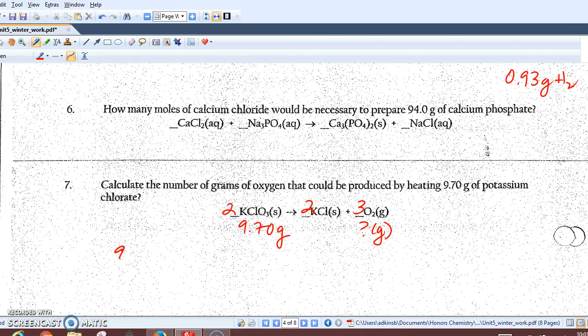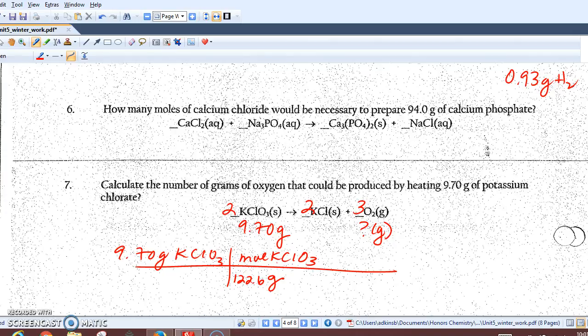All right, so my given is 9.70 grams of KClO3. I'm trying to get to grams of a different substance. So I've got to get the grams into moles, so grams to moles of KClO3. Where does this conversion factor come from? Got to get it from the periodic table, the mass of K, the mass of Cl, and the mass of 3 oxygen. That comes out to 122.6 grams.